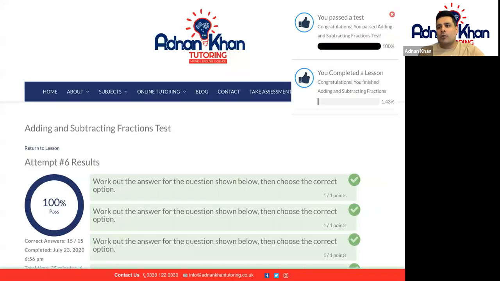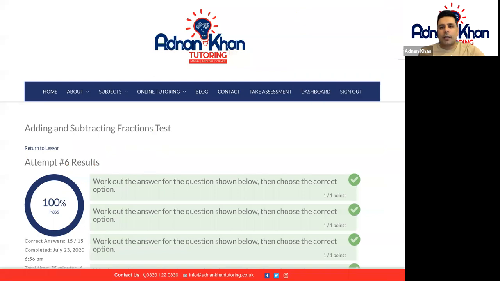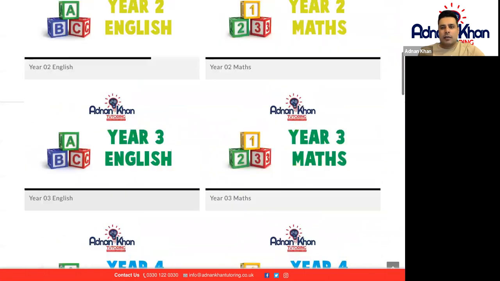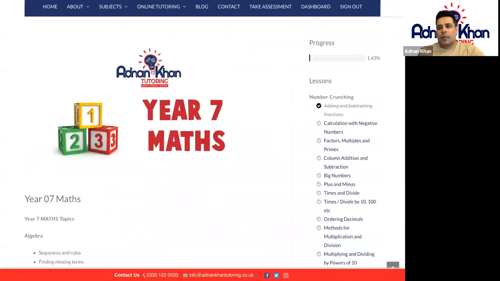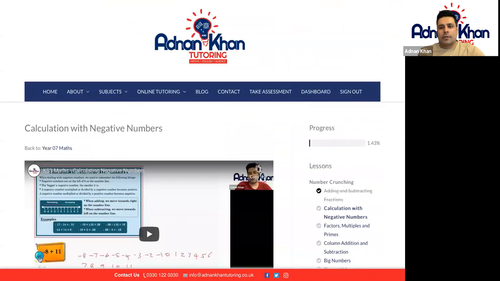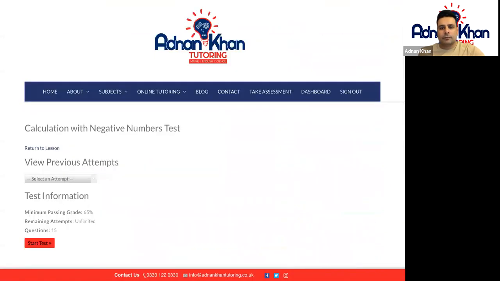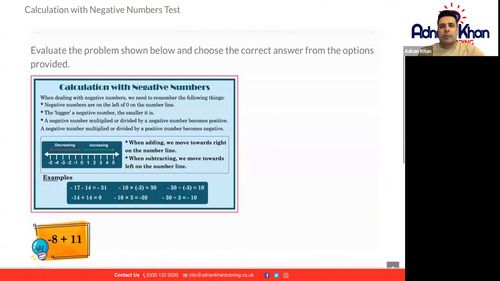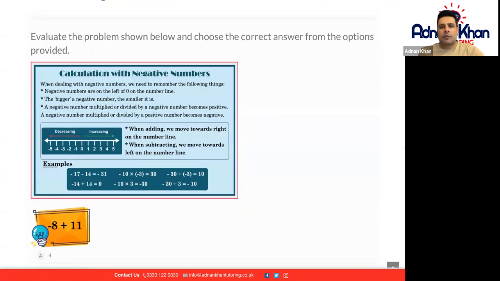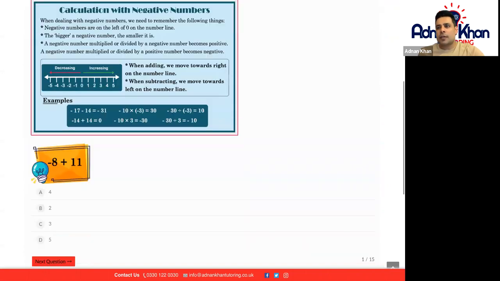And we've got one more topic to go through very quickly. A few minutes left, so let's see if we can do this in time. Calculation with negative numbers. Evaluate the problem shown below and choose the correct answer from the options provided. So let's just go through these. Thank you, Sahil. You can mute yourself now. Let's go to Farhana for this one.